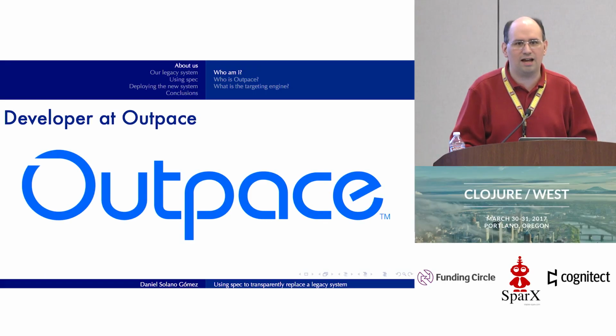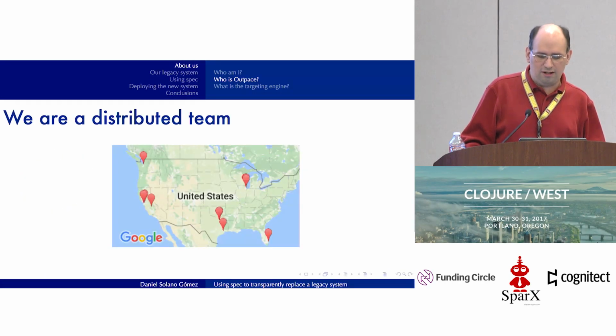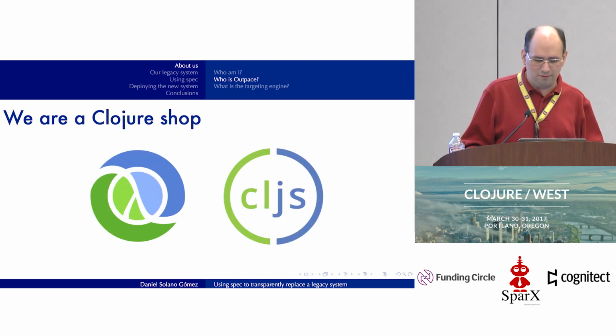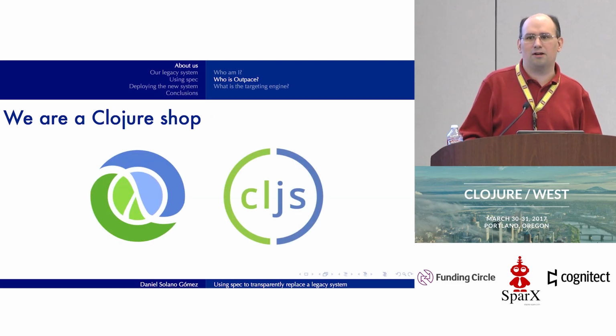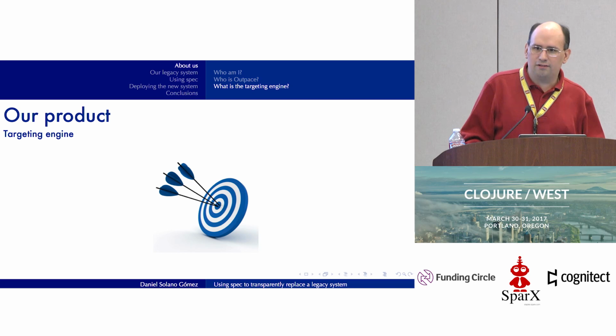I'm a developer at Outpace Systems, and we are a relatively small company. We're a distributed, fully remote company. We're all based in the US. We are a Clojure shop, so we use Clojure on our back end, and for the front end, we use ClojureScript. And our main product is what we call the targeting engine.